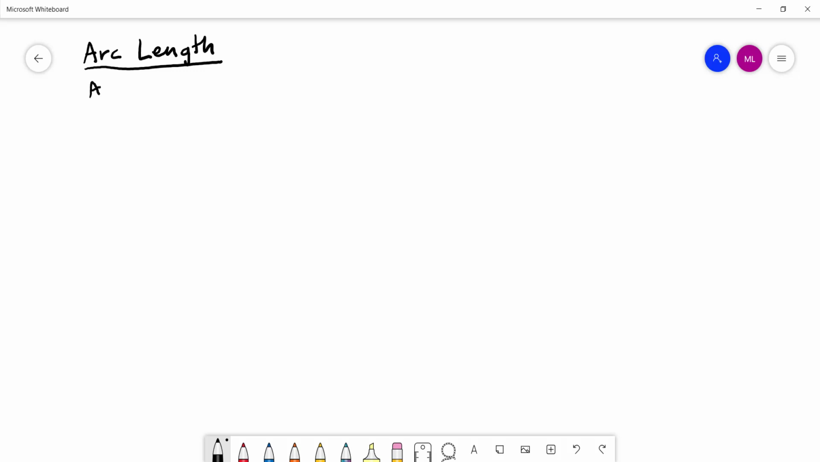So arc length is simply the length of a curve in space. We are going to focus on ones in 2D planes here, but this can actually be extended into 3D, and that's something that you'll probably see when you take Calculus 3.